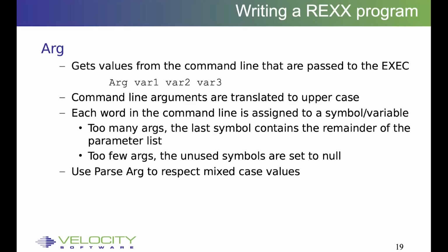And the arg statement takes one or more variable values. The command line arguments are translated to uppercase. Each word in the command line is assigned to a symbol or variable in the list. If there are too many arguments, the last symbol contains the remainder of the parameter list. If there are too few arguments, unused symbols are set to null. And you can use parse arg to respect mixed case values.